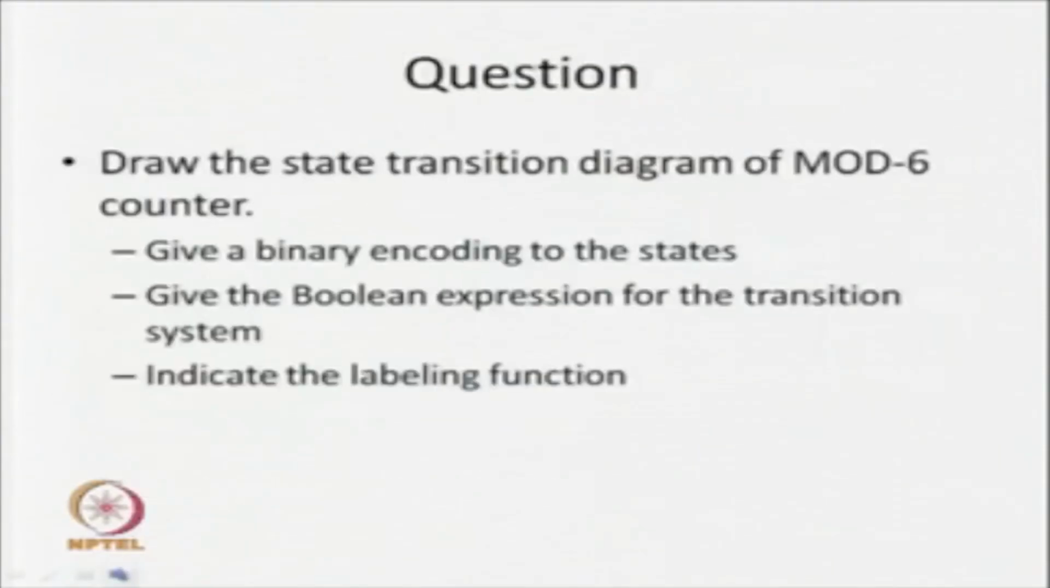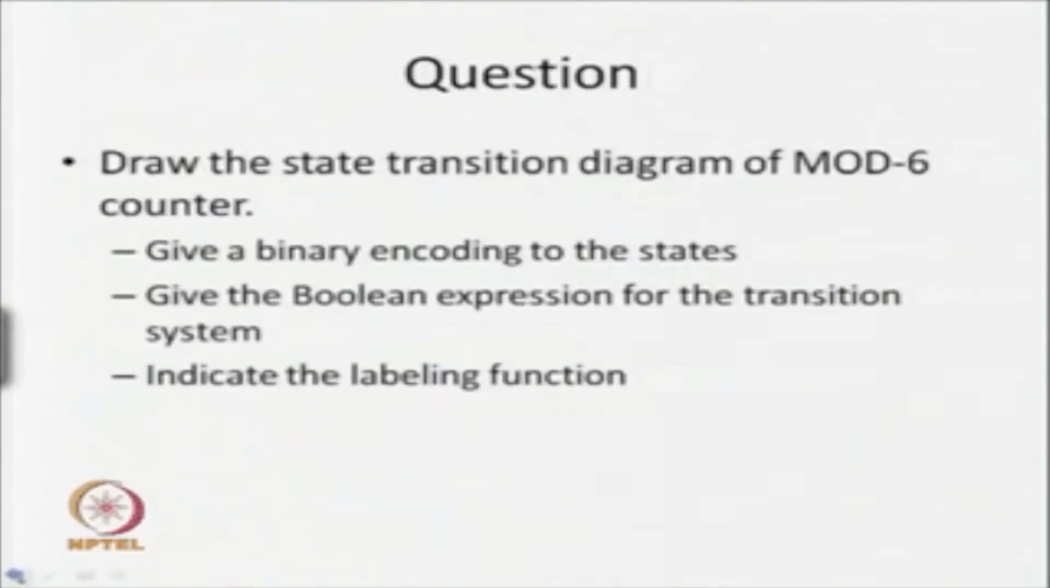Now, just look into a question: draw the state transition diagram of a mod 6 counter. What you have to do is give a binary encoding of the states, give the Boolean expression for this transition system, and indicate the labeling function. I am talking about a mod 6 counter, basically. So, it will count from 0 to 5, and again reset to 0.